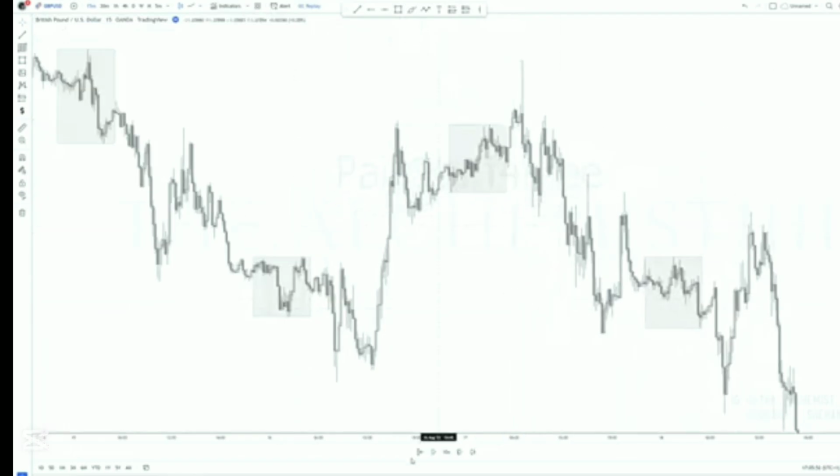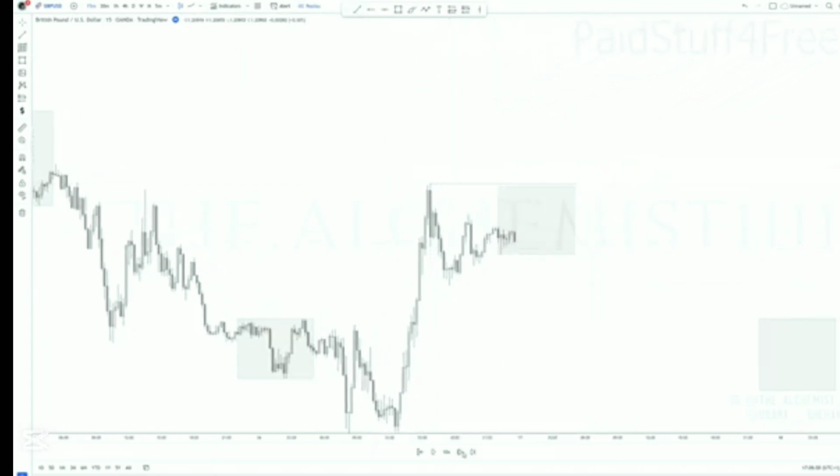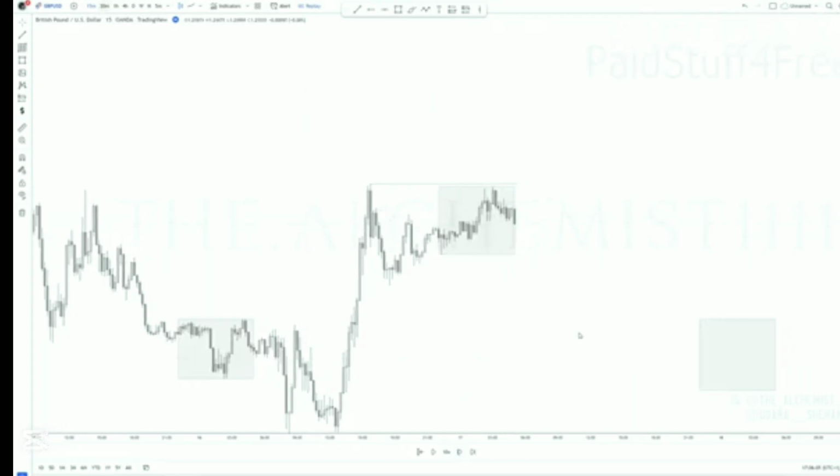Look at this one. This was very clean. Show you. Okay, we have Asia. Now ask yourself, is the Asian high a strong high? Obviously not, right? Look at this liquidity. You can see that. So above Asia, what do we look for? The closest higher time frame point of interest.